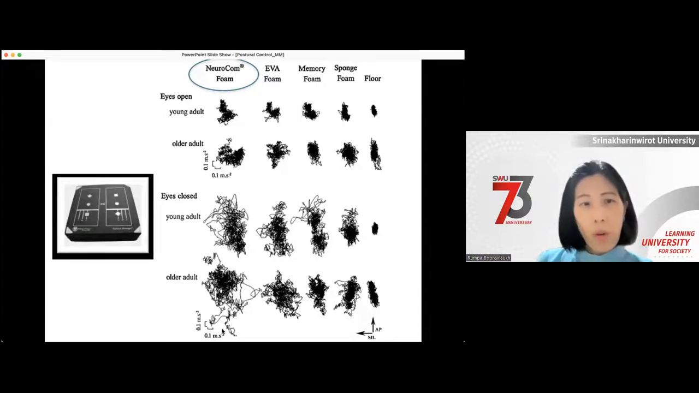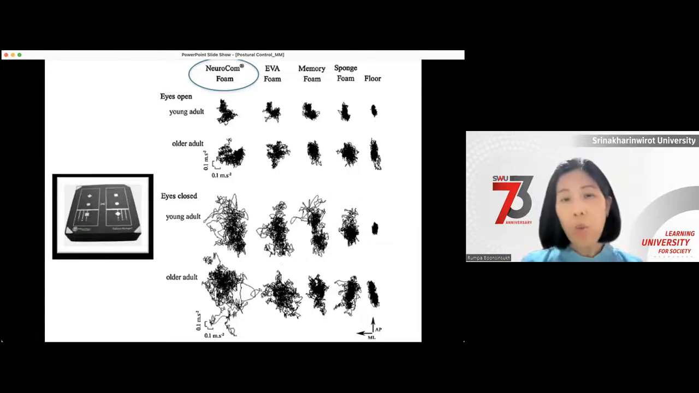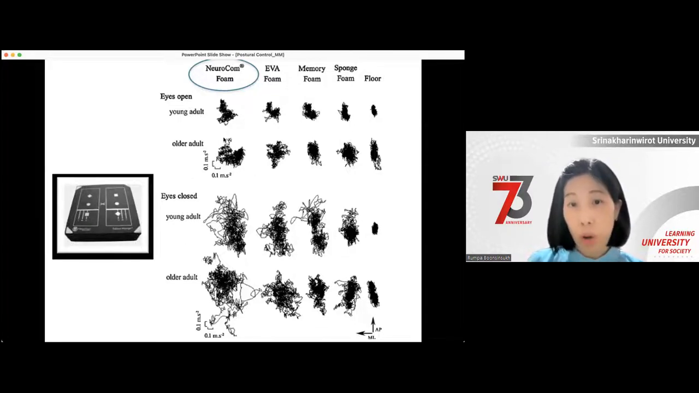Okay, so our study suggests that for assessment, you want a foam that can perturb balance maximally. We suggest the use of NeuroCom foam. Okay, but for training, you can progress the difficulty of standing on foam. You can progress from the floor to the sponge foam, and then to memory foam, and then EVA foam afterward. Okay.